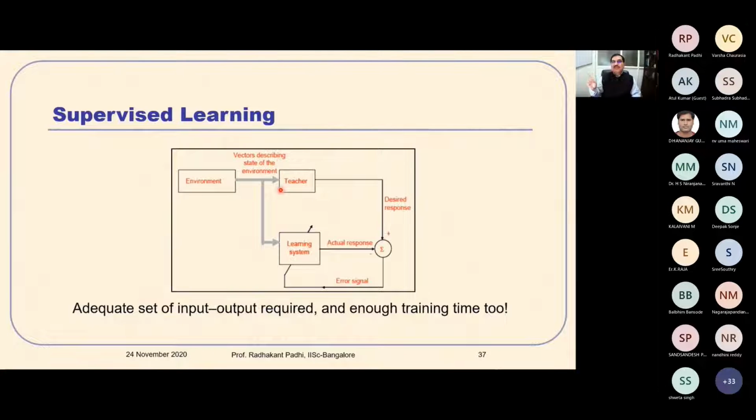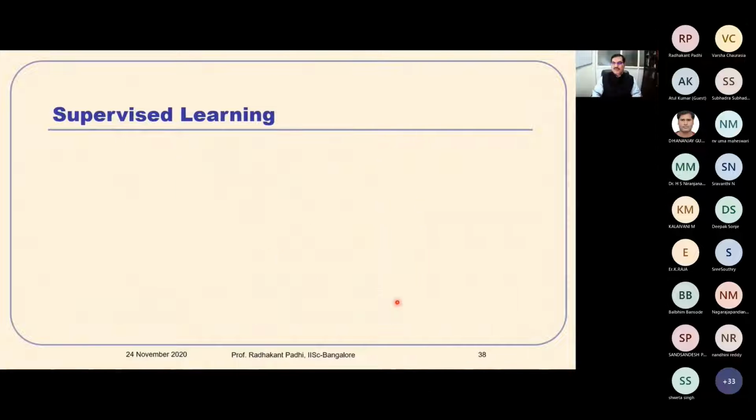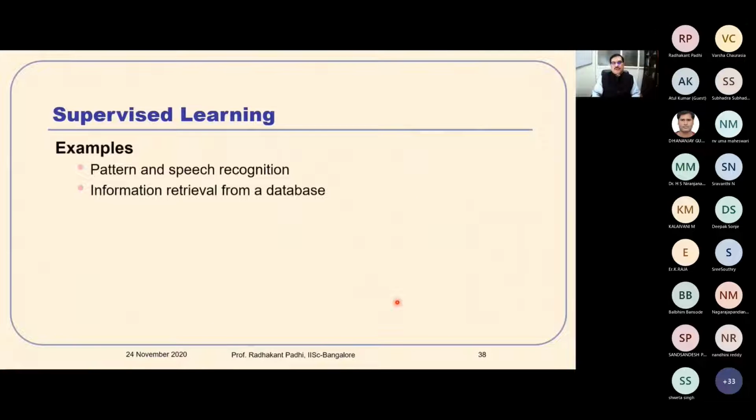Supervised learning, I've explained the concept already. You have an environment and there is a teacher associated with it. The teacher keeps on telling you this is right, learn it; this is not right, don't learn it. This process keeps on happening, and eventually the learning system learns it. If an adequate set of input-output training data is there, then obviously it is going to learn it. It also requires enough time. Every learning process takes a lot of time; learning doesn't become instantaneous. It repeatedly tries to correct the errors, and over a period of time it learns.